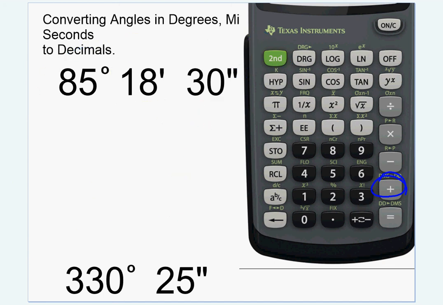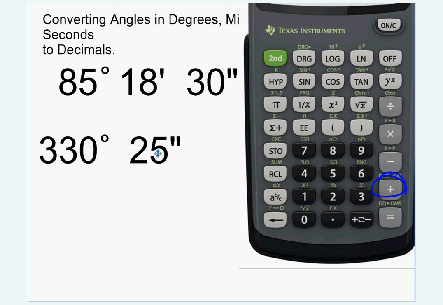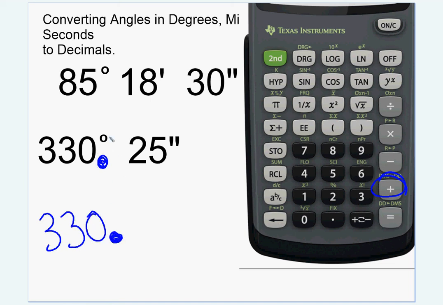Now this next one, notice that it doesn't have any minutes. It's 330 degrees and 25 seconds. So we got to be careful. We are going to put a decimal right after the 330. So in our calculator, we will type in 330 point, but since there are no minutes there, we're going to put in 00 for the missing minutes. You know, those minutes need a placeholder. And then we will type in the 25 for the seconds.